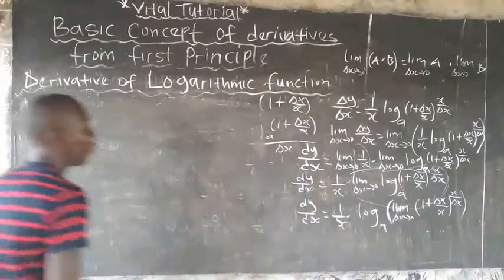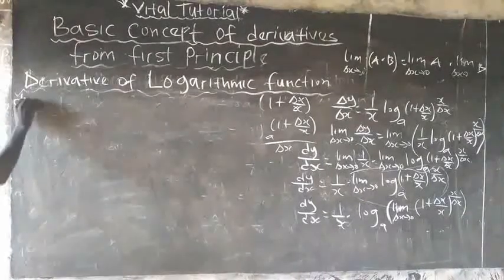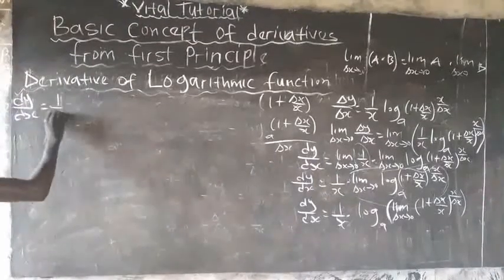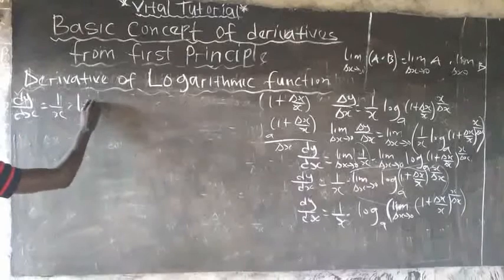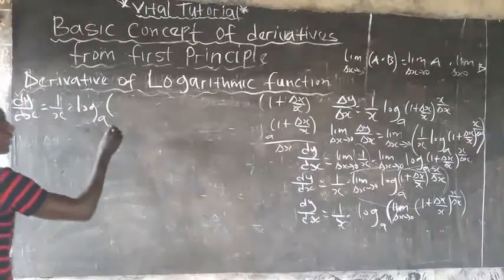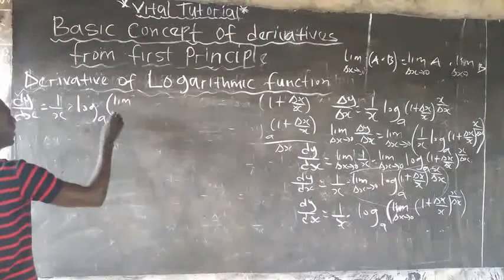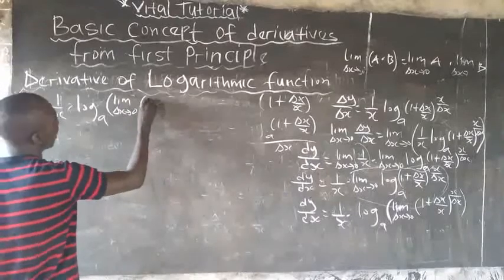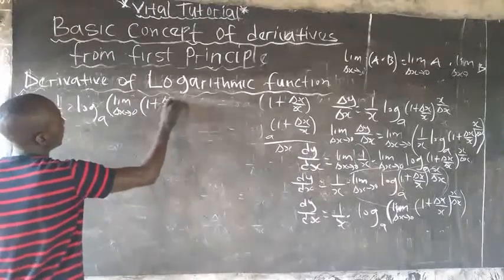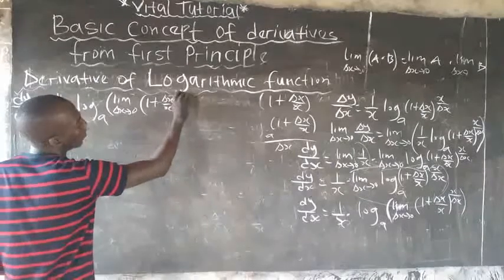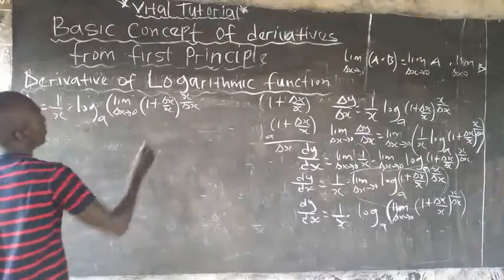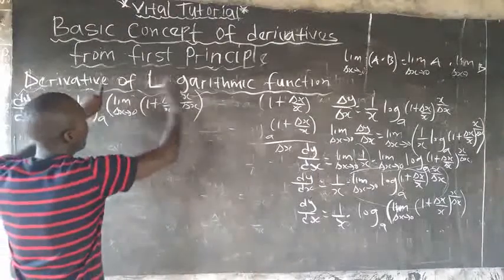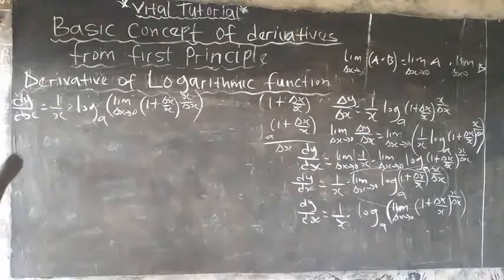So let's go. Now we have dy over ds equal to 1 all over s log to base a into the limit as change in s approaches 0 of 1 plus change in s over s, raised to the power of s all over change in s. Close your bracket. Now I want to solve only this part. I'm bringing out only this part. So let me solve only that part.